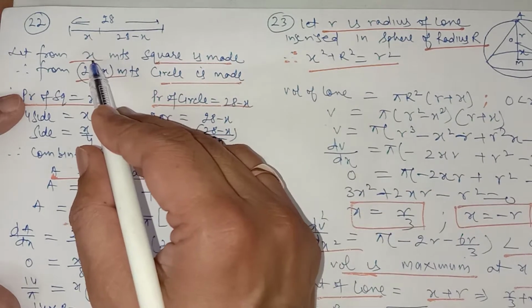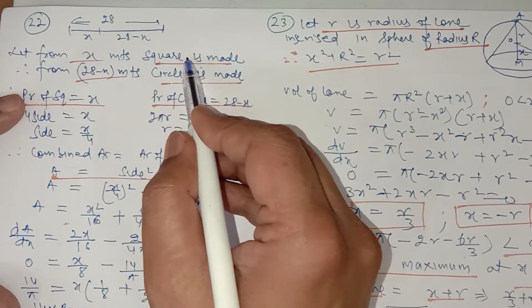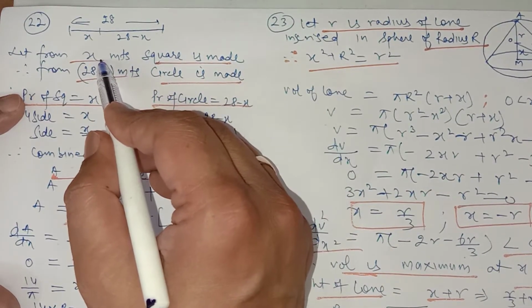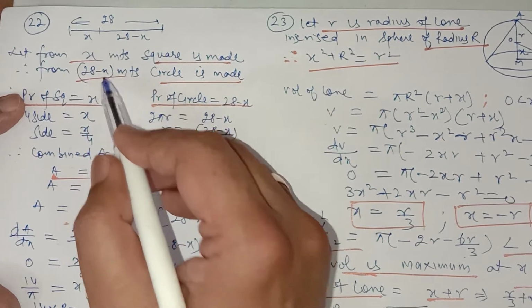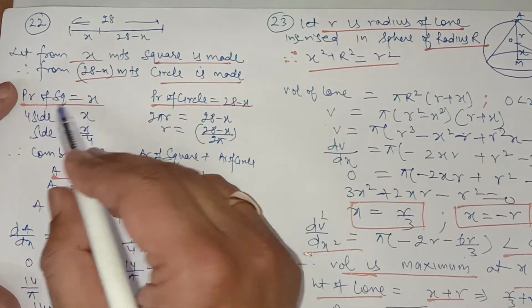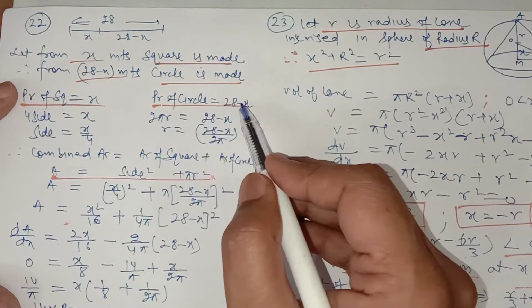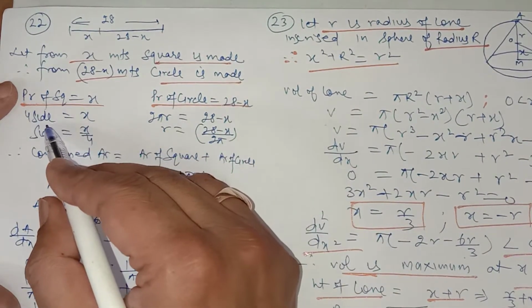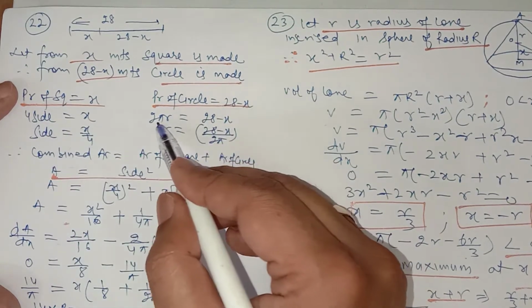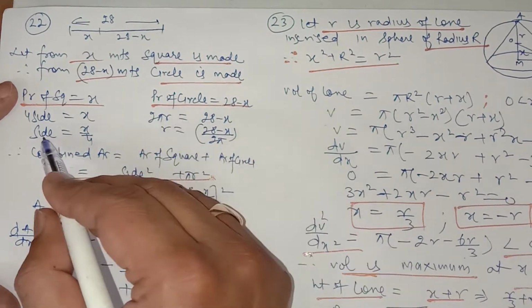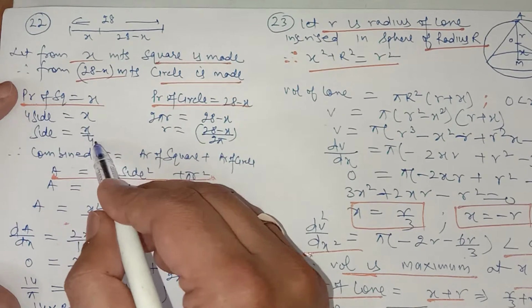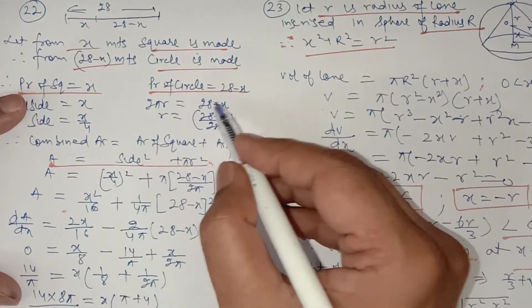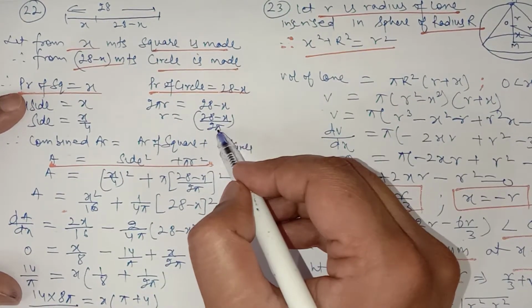Because from x meters a square is made, x will be the perimeter of the square, and 28 minus x will be the perimeter of the circle. The perimeter of the square is 4 into side. The perimeter of the circle is 2 pi r, which is the circumference. The side of the square comes out to be x upon 4, and the radius of the circle comes out to be 28 minus x upon 2 pi.